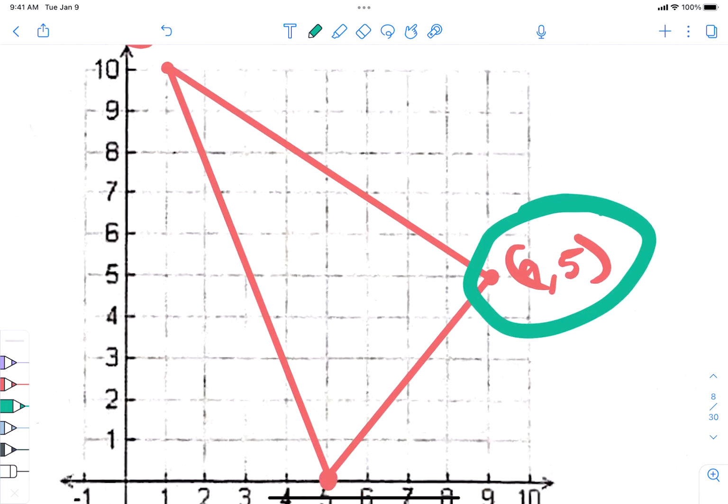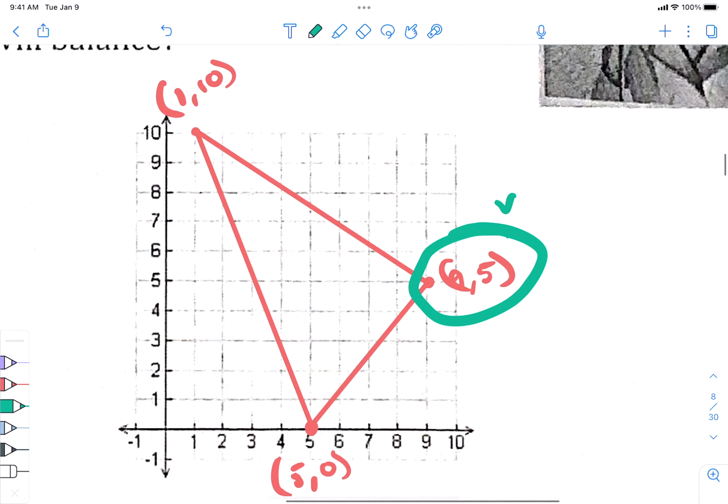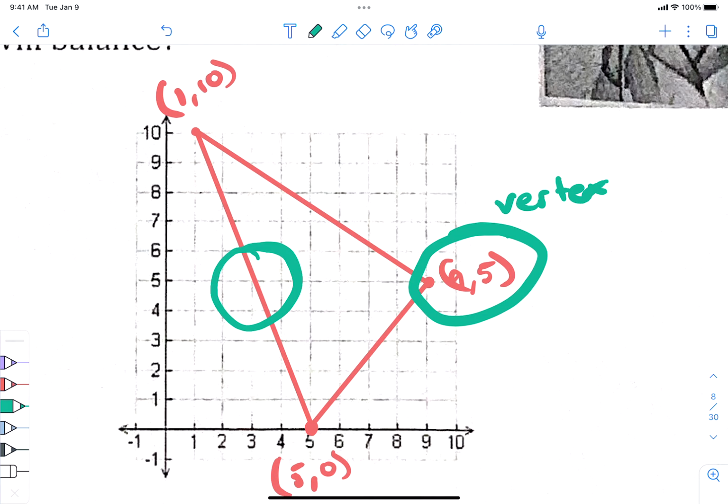But we know this is my vertex, right? That's my vertex. I want to see over here where the midpoint's going to be located.